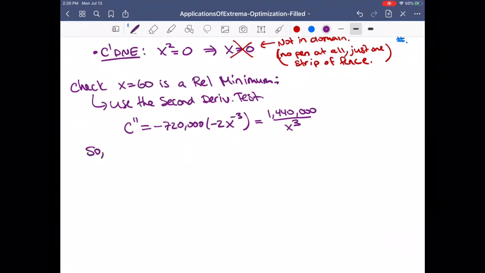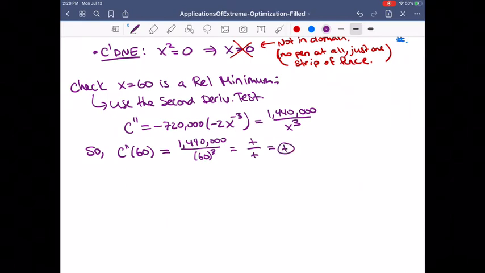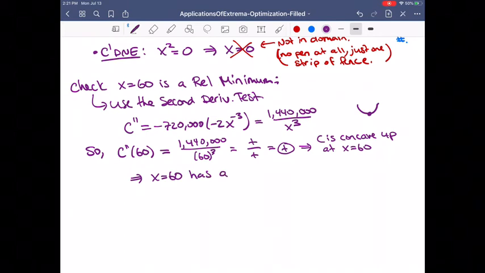So then if I do C double prime evaluated at 60, I'm going to have this big positive number on top, divided by 60 cubed. Now I don't care what this number is, I know it's a positive over a positive. So I know it's a positive number. So that means that C is concave up there at x equals 60. So if it's concave up and it's our critical number, it actually has to be at the bottom. So that means that x equals 60 has a relative minimum.